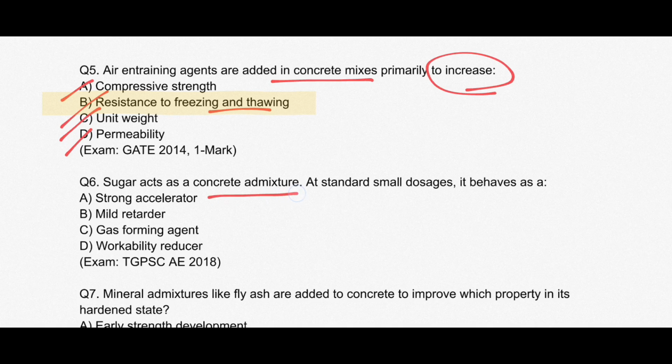Sixth question. Sugar acts as a concrete admixture at standard small dosages. It behaves as a option A strong accelerator, option B mild retarder, option C gas forming agent, option D is workability reducer. So the answer is it acts as a retarder.